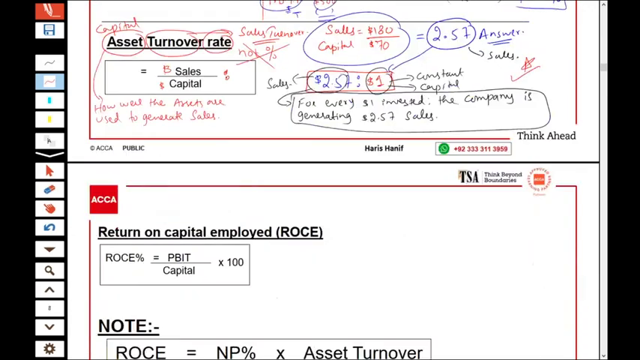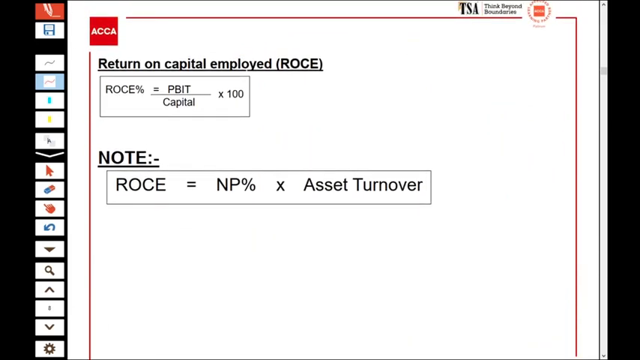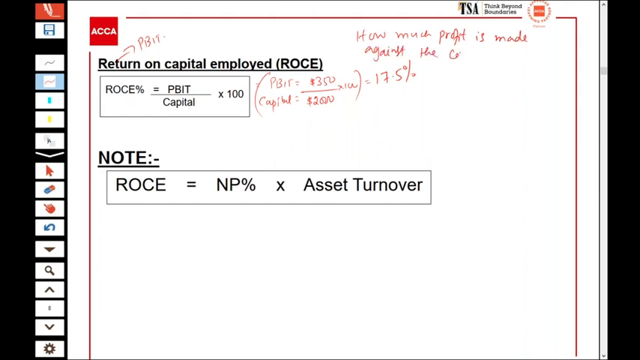Now next, return on capital employed. Return on capital employed means what's your return against the capital? And return here is PBIT. For example, your profit before interest and tax was, let's say, 350, and your capital was, let's say, 2000, multiplied by 100. 350 upon 2000 means you are generating 17.5% profit against your capital. That means how much profit is made against the capital invested.